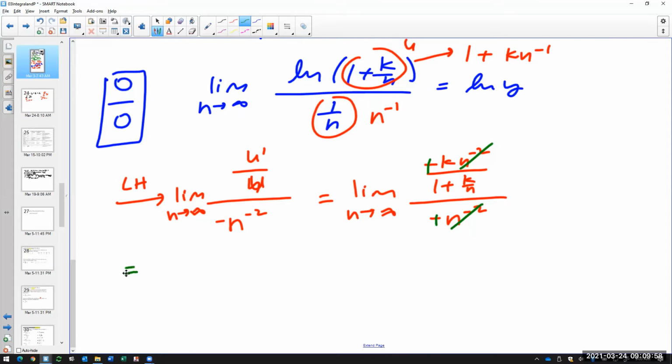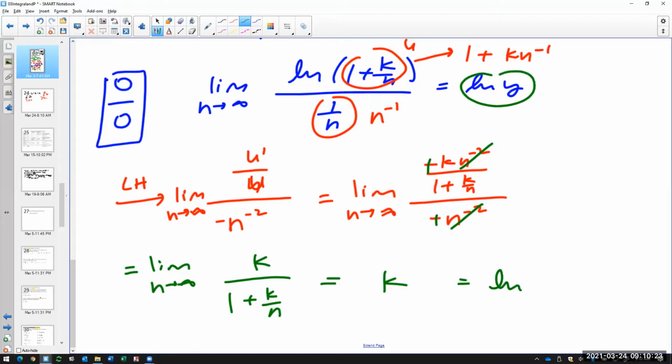So what I get is the limit as n goes to infinity of k over 1 plus k over n. As n gets bigger and bigger, what happens to this fraction down here? It goes to 0. So this just goes to k over 1, which is k. And so, guys, remember, k is equal to ln of y. And remember, if I find y, I find my limit. So how do I find y here?